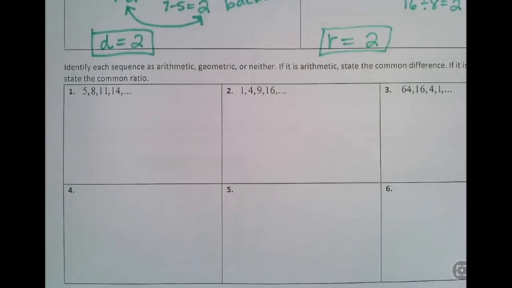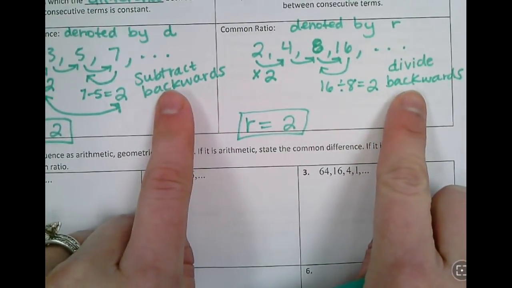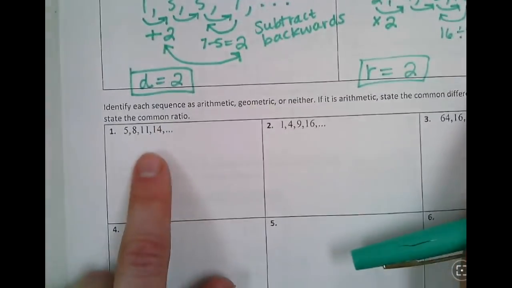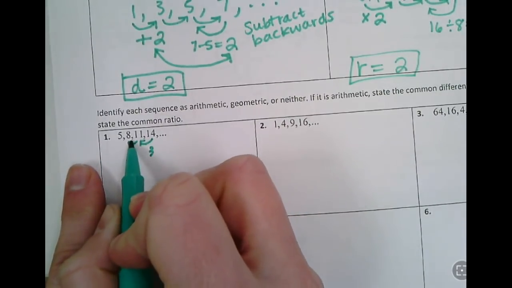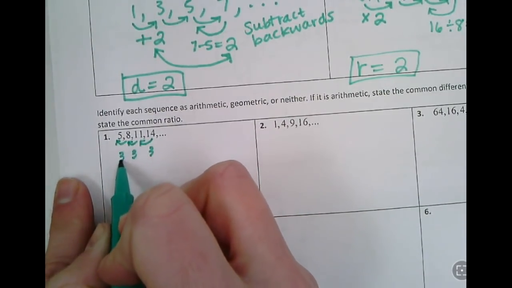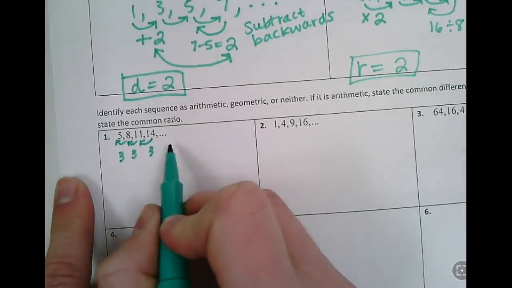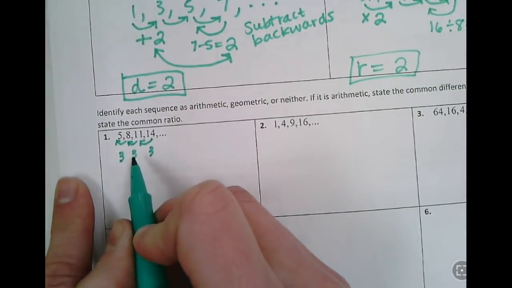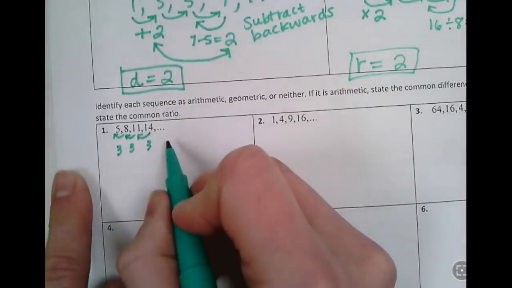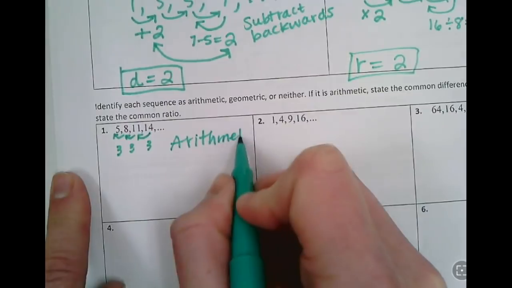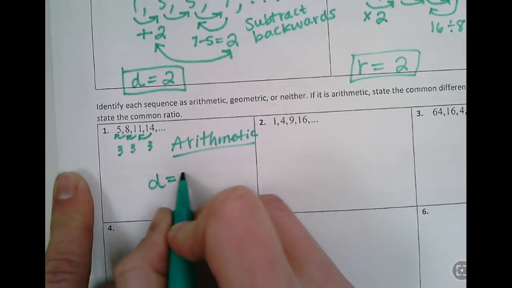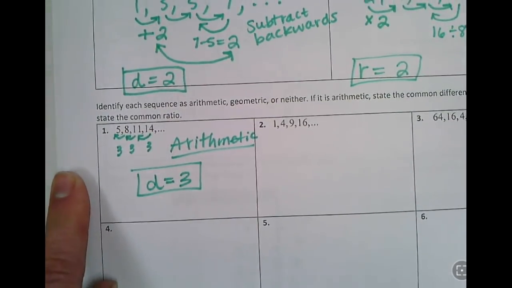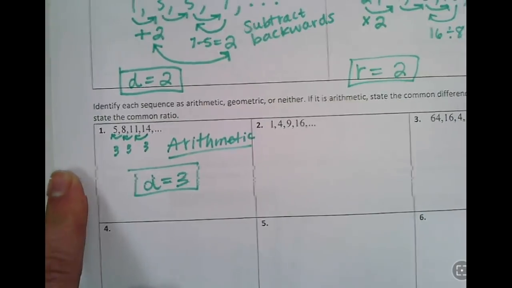A couple of things we can do here if you have not noticed it already. The best way to find it is by doing both of these things: subtract backwards and divide backwards. If I first start with subtracting, 14 minus 11, I get positive 3. 11 minus 8, positive 3. 8 minus 5, positive 3. If I subtracted backwards and got the same number each time, that is arithmetic. So this sequence is arithmetic, and my common difference is positive 3, since we add 3 each time to get to the next term.